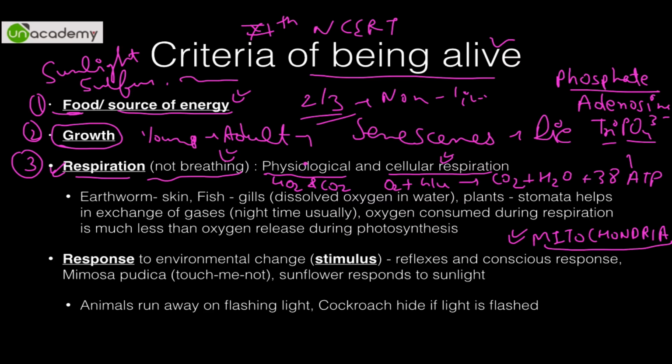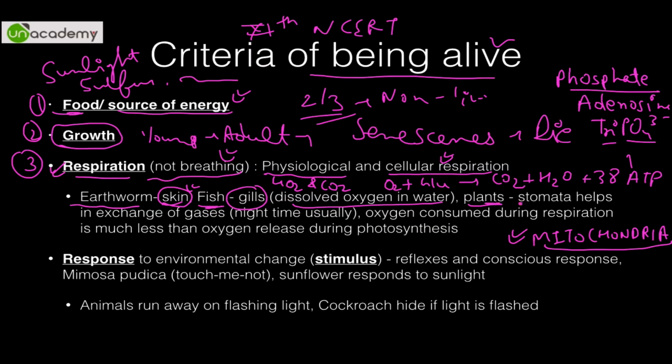That is simple. Physiological respiration means intake of oxygen and giving out of carbon dioxide, and other metabolites are also there. Cellular respiration means oxidizing of glucose into carbon dioxide plus water plus 38 ATP molecules per glucose to give you energy. That is respiration. So in earthworm, this breathing takes place through skin. In case of fish, it takes place through gills because there is dissolved oxygen in water.